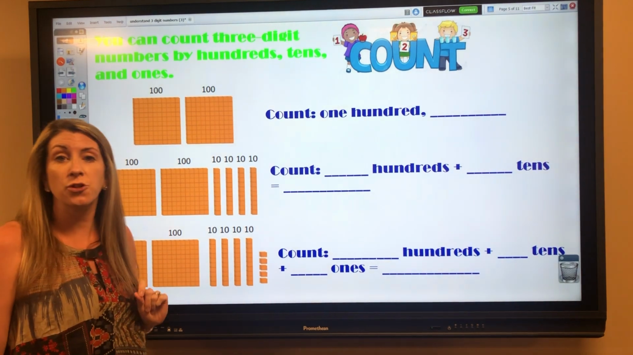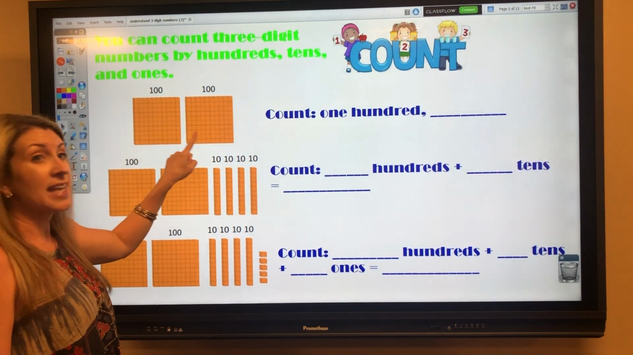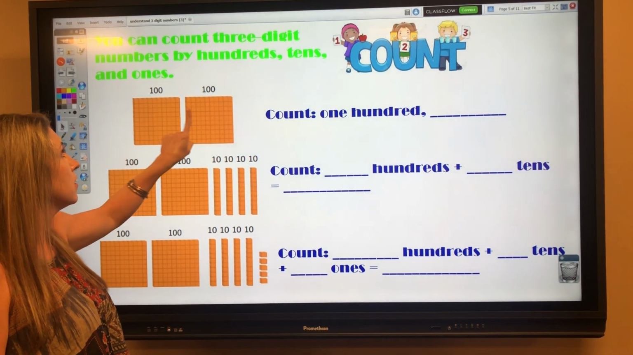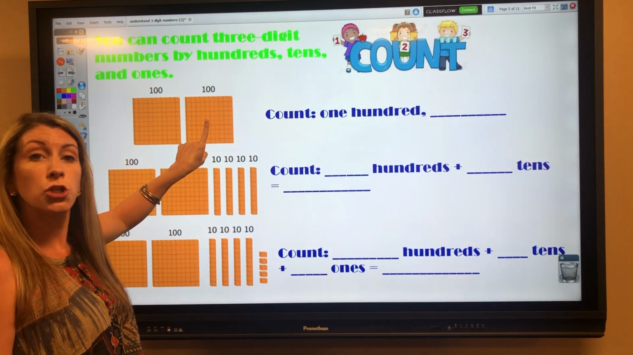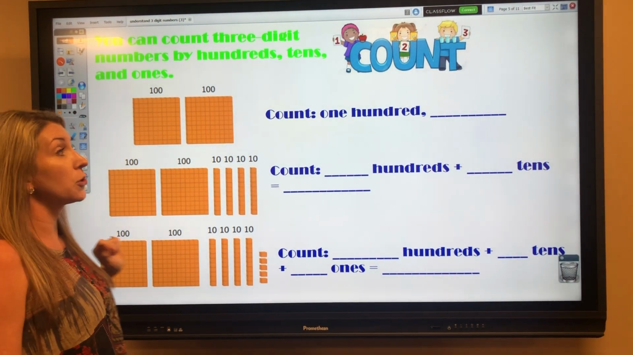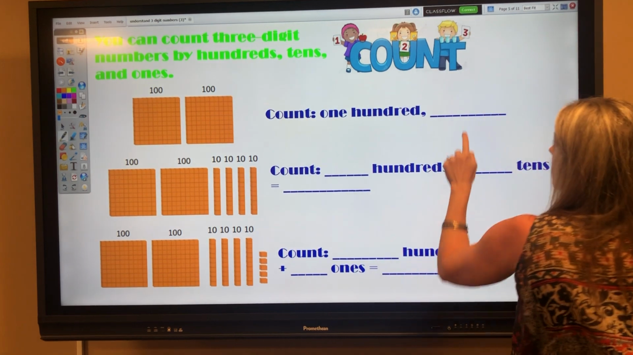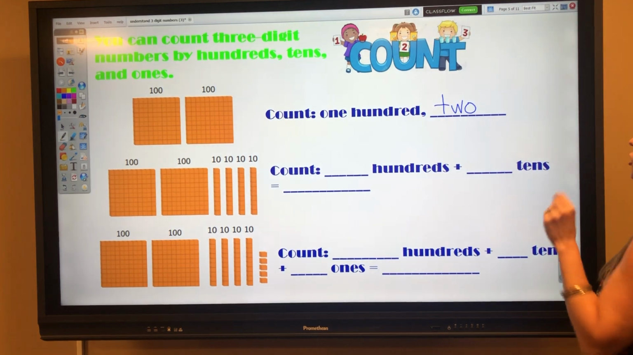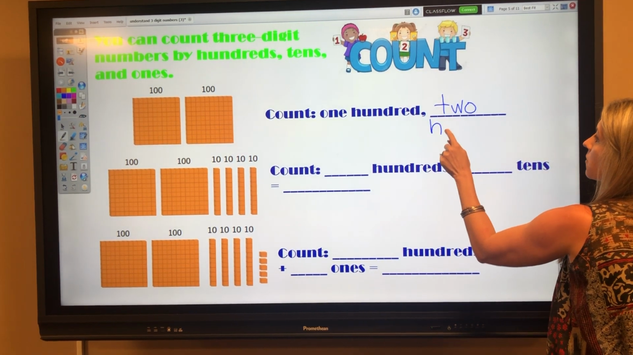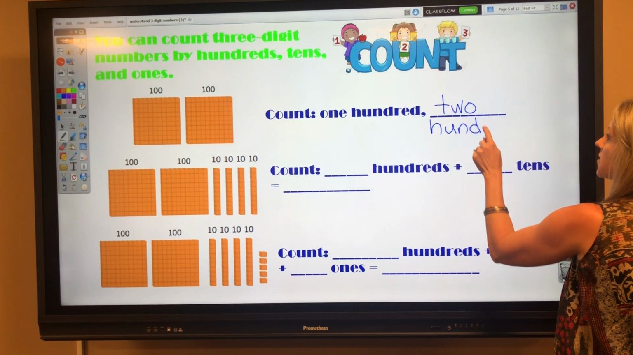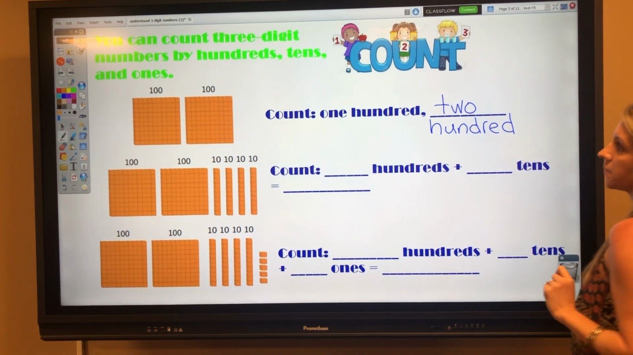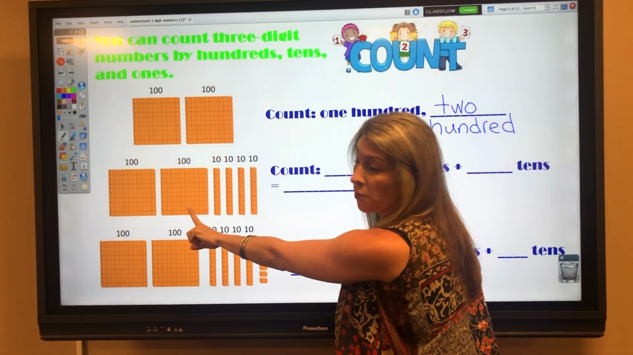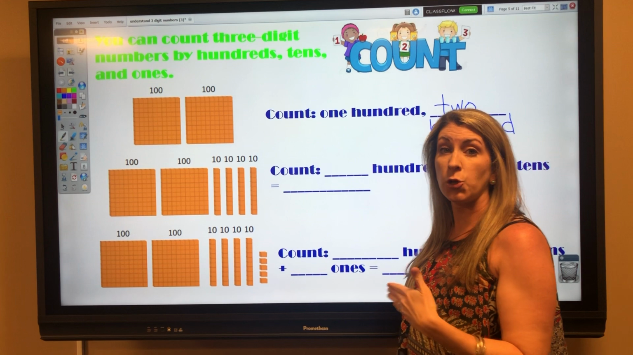If you have 200 flats, let's count to see how much that would be. 100 plus another 100 would be 200. So we're going to write the number 200 here. And we're going to write it as our number word, 2, and I don't have space, so I'm going to write it underneath, 100. Here we have 100, 200, and then we want to continue counting from there.